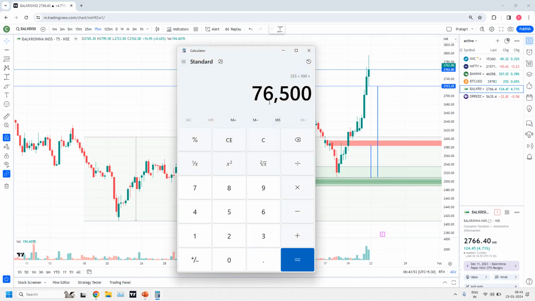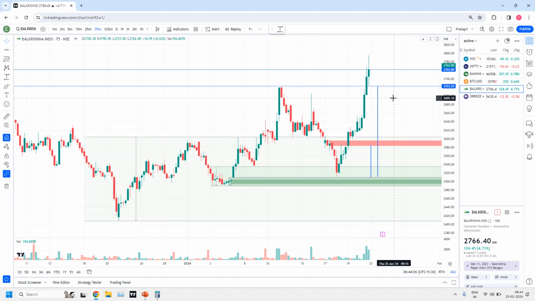Now we got close to 75,000 rupees. Now we got 76,500. Close to 75, maybe 74,000 or 73,000. That means we got half the amount of the profit for our investment. We got a 50% return on the investment in just 3 trading sessions.